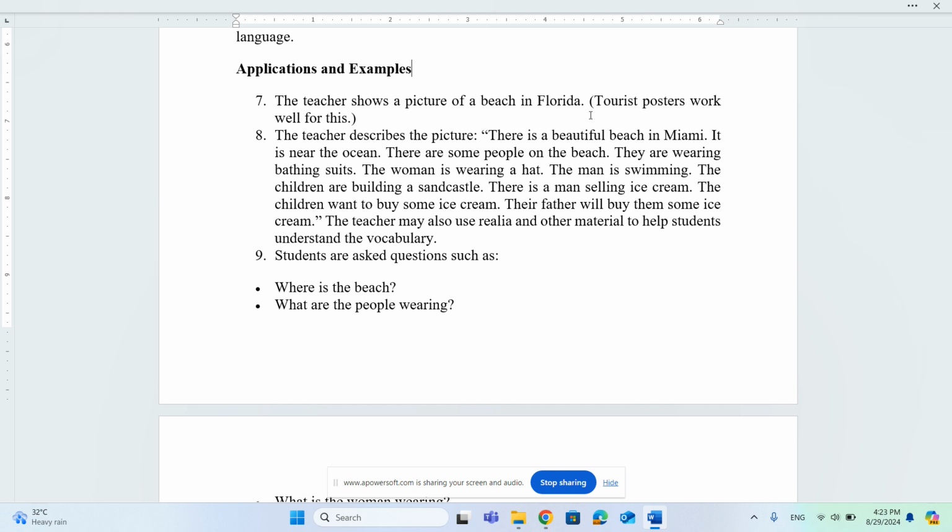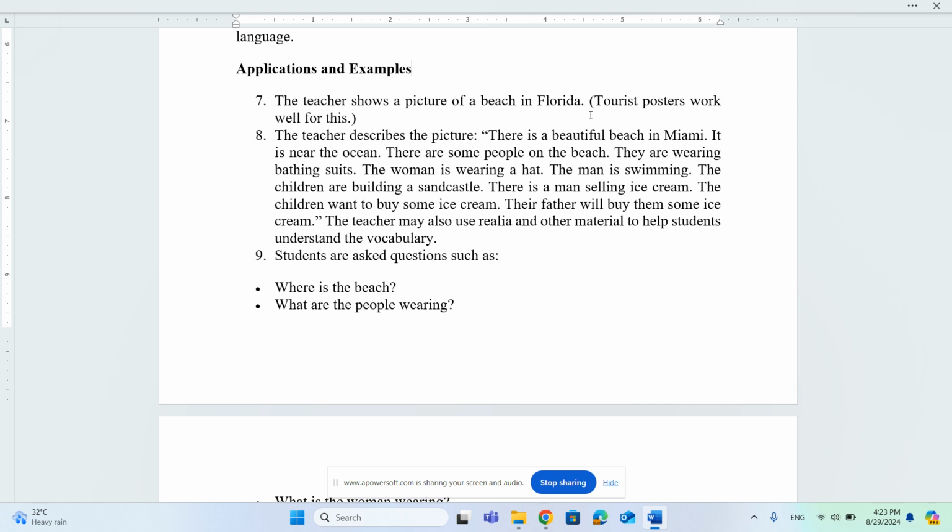Okay, sand castle. There is a man selling ice cream. Okay, the children want to buy some ice cream. Their father will buy them some ice cream. In this way, the teacher describes the picture. So the teacher may also use realia and other material to help students understand the vocabulary.